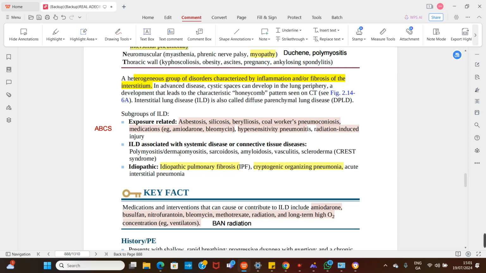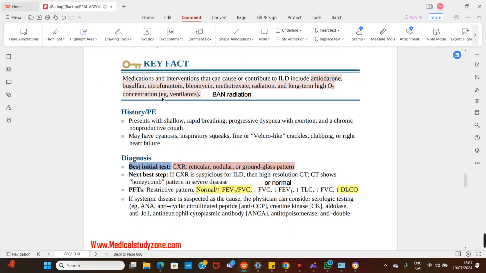Does this person have some systemic disease or connective tissue disease like polymyositis, dermatomyositis, sarcoidosis, amyloidosis, scleroderma? All of them can cause interstitial lung disease. Vasculitis, like Wegener's, can also have interstitial lung disease. These are the medications and interventions that can cause ILD: amiodarone, busulfan, nitrofurantoin, bleomycin, methotrexate, radiation, and high long-term oxygen concentration from ventilation. That's why you don't want to ventilate somebody too much, because it can cause pulmonary fibrosis.